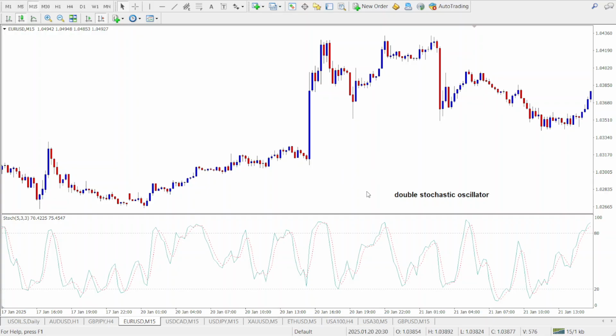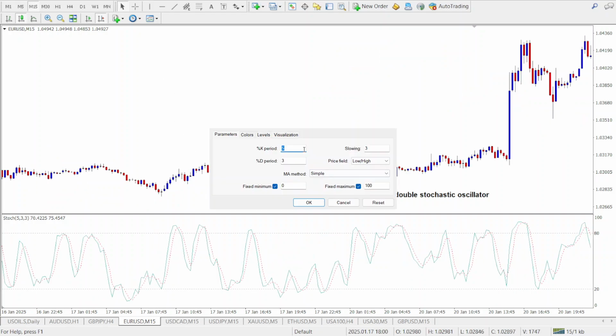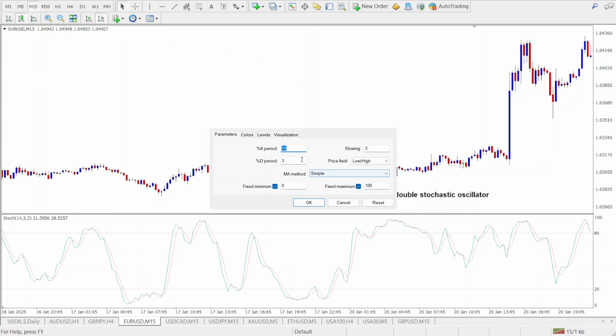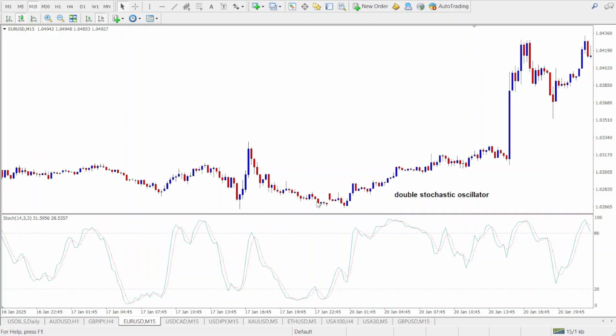The first step is to add the stochastic oscillator twice. You have to start by adding two stochastic oscillators with two different settings. We're going to use 14, 3, 3 for the first setting, and then we are also going to add another stochastic oscillator with 8, 3, 3: 8 in the %K period, slowing 3, and %D 3. That's for the second.